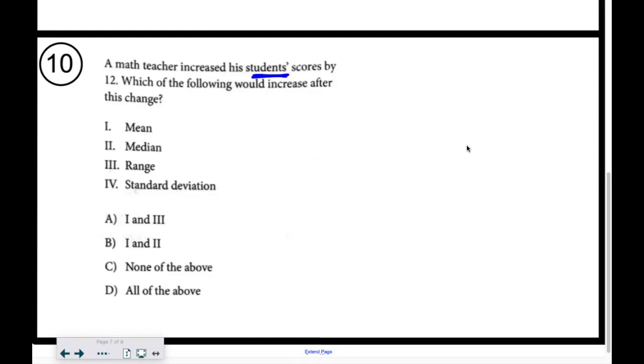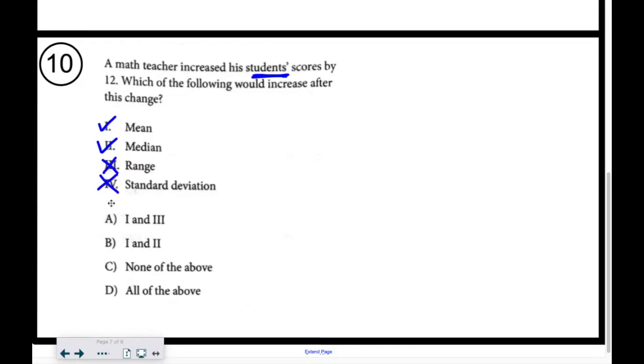So if everything shifts up by 12, then the mean and the median should both shift up by 12. The range will not because the highest value will go up by 12, but so will the lowest value. So when you subtract them, you will get the exact same answer. And same thing with standard deviation. Standard deviation is how spread out the data is, again, or like how far it is from the mean. But if everything shifts up together, then nothing is more spread out than it was before. So that's not going to change.